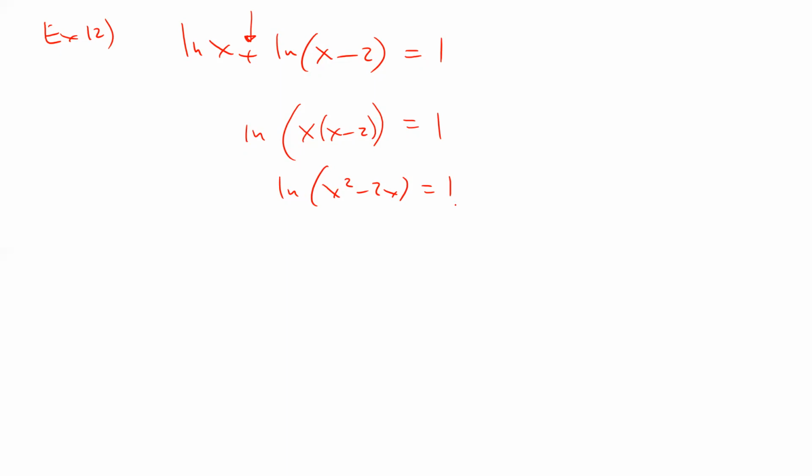What do we do now? Put in a base. Put it into the exponent. The ln's cancel, and I'm left with this right here. Oh man, that does not look good. I'm trying to solve for x. Is that right?